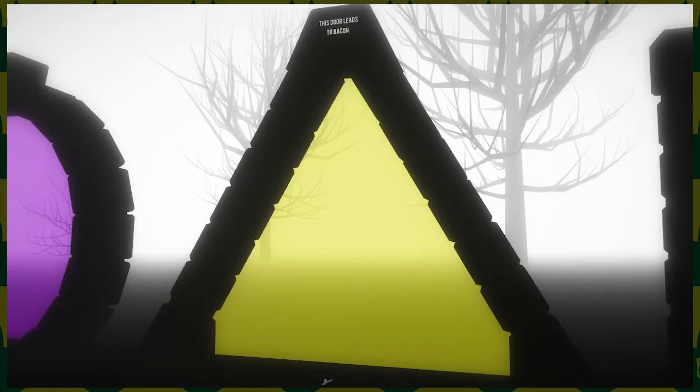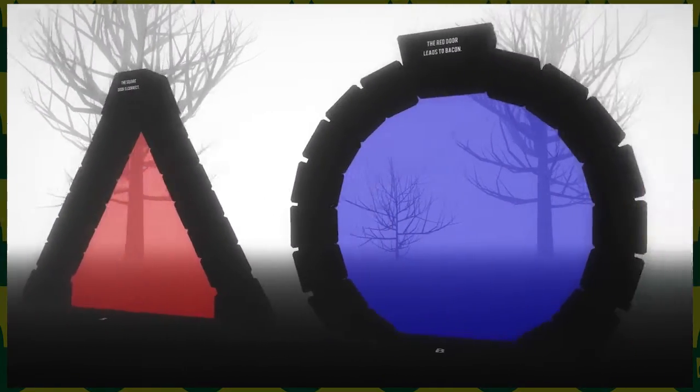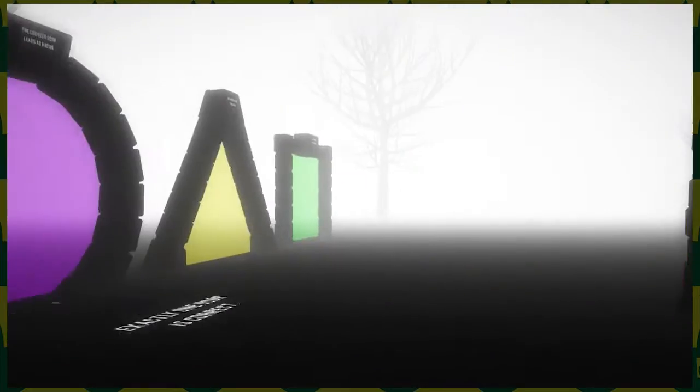You're also wrong, I think. Circle door leads to bacon. The correct door leads to bacon? No. The red door leads to bacon. You're telling the truth. Yes? Yes. You're telling the truth. I just got confused with the correct and leading to bacon, as I usually do, as I feel this game is set up to be.